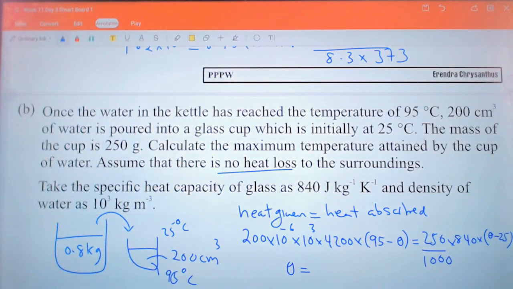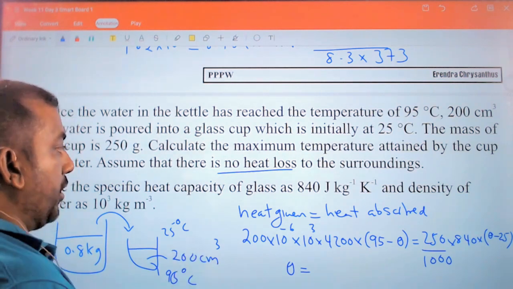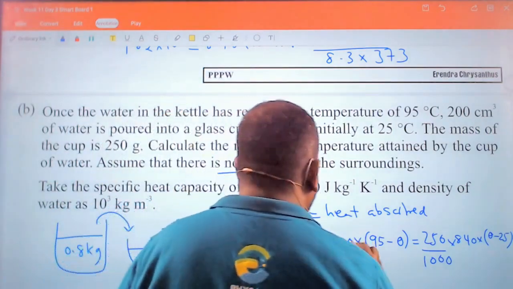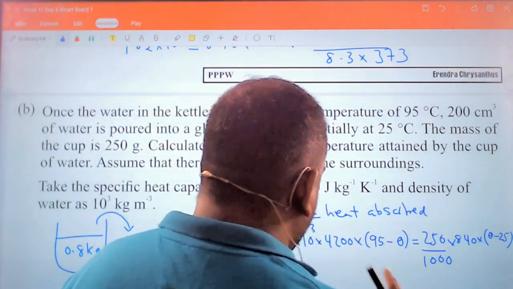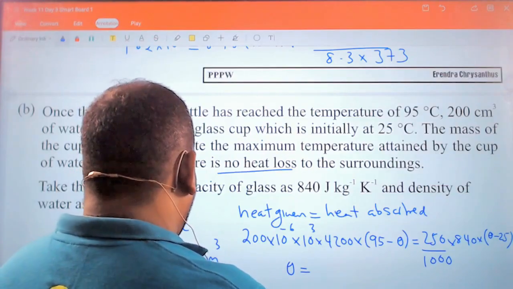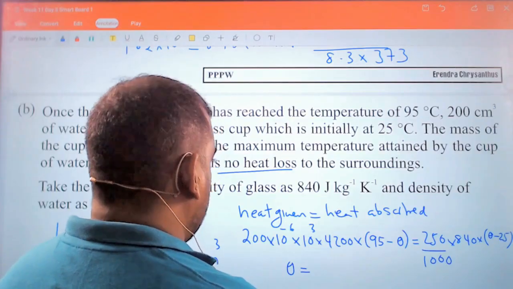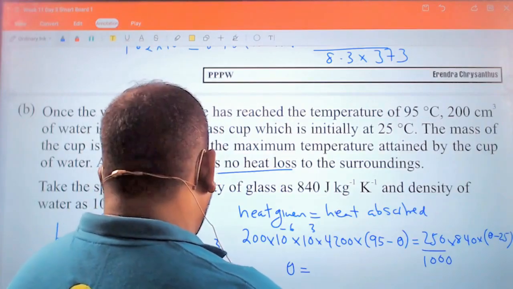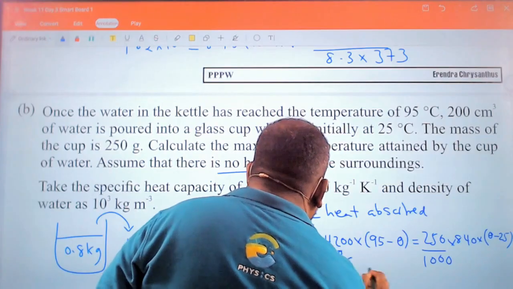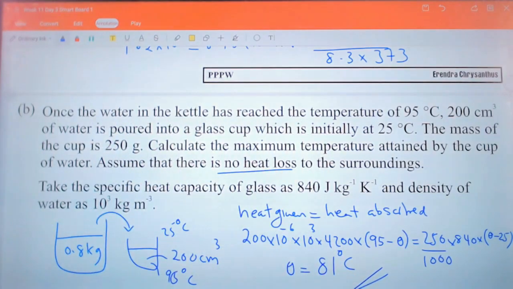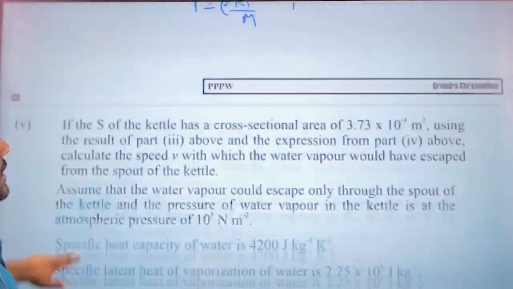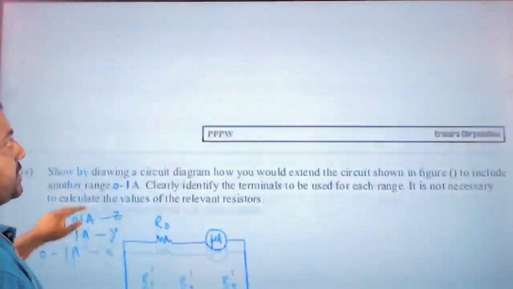So 200, 10 to the power minus 6, 10 to the power 3, 4200. 840, 840 cancel off, 4 will come. 4 times 95 plus 25, divided by 5. 81 degrees Celsius. 81 degrees Celsius. Okay, now? Clear?